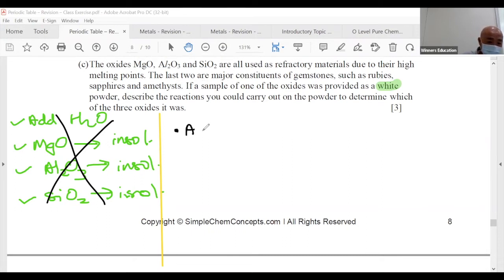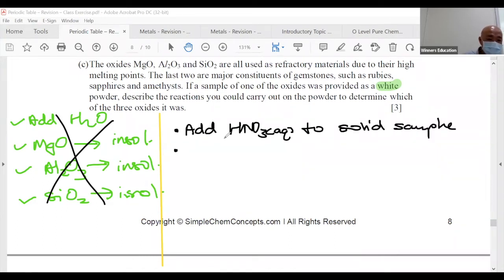So first, let's say I add nitric acid, which will never form precipitate, right? Because all nitrates are soluble. I add this to the solid sample, the white solid sample. So when you add, the oxides either do dissolve or do not dissolve. Agree? Make sense? So we just write here, dissolve or does not dissolve. There's only 2 scenarios.